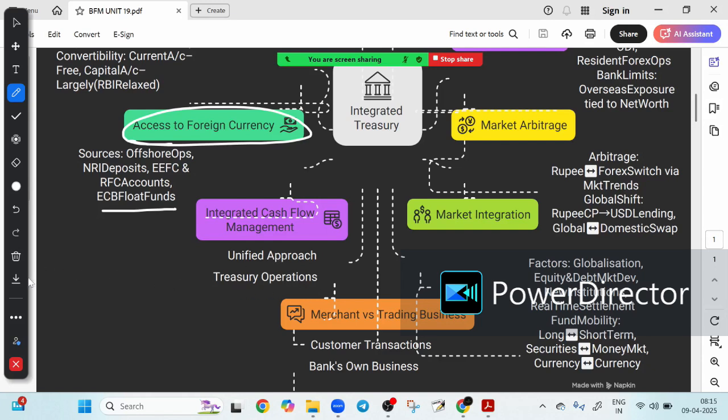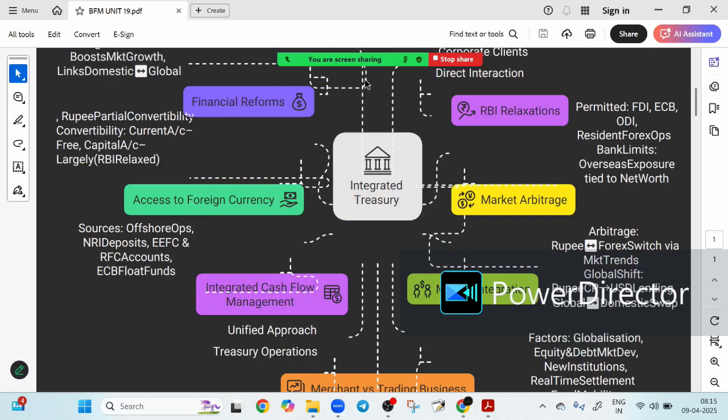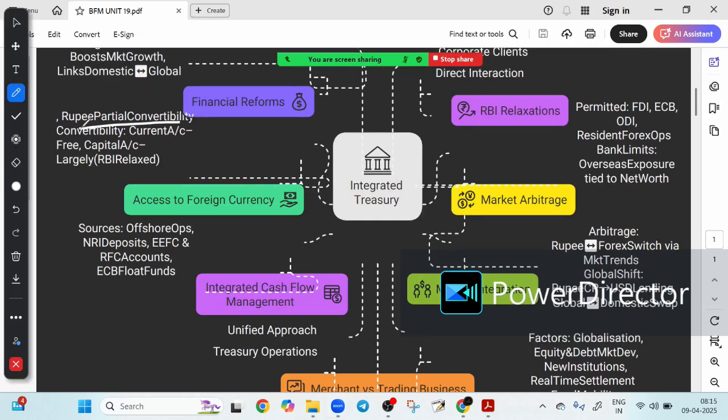If you look at the financial reform, so friends, what is the financial reform all about? As you can see here, there is something called rupee partial convertibility. Financial reform plays a supporting role here. With partial convertibility of the rupee and liberalized capital and current account regulation, RBI has opened up treasury for a broader global playground. So remember, rupee is always partially convertible, and current account and capital account, right? Current account is freely convertible, capital account is relaxed, right? Largely RBI relaxed. So RBI has opened up the treasury for a broader global playground.